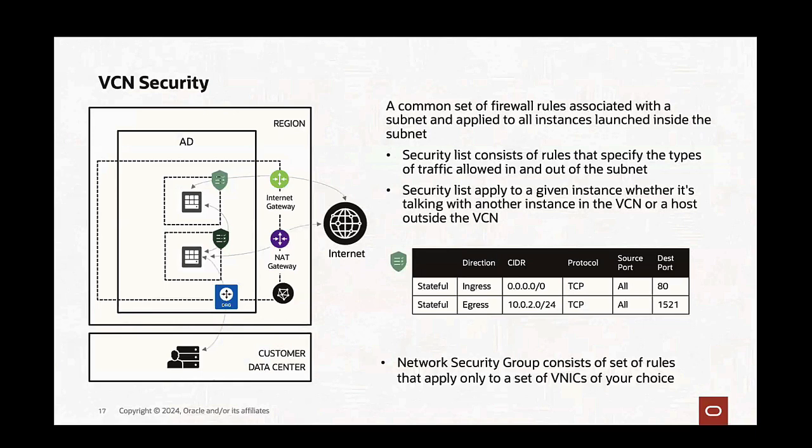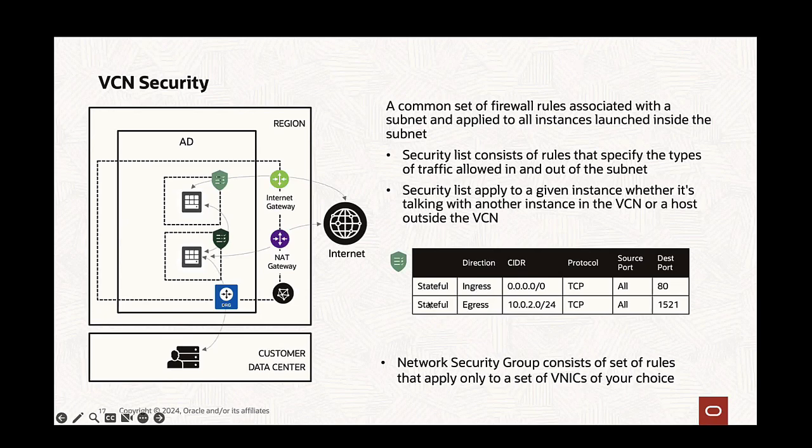All right, so going into VCN security, where I really want to focus right now are security lists. So a security list is going to act as a virtual firewall for an instance that has rules associated with a subnet and applied to all VNICs launched inside that subnet. And a VNIC, or a virtual network interface card, enables an instance to connect to a VCN and also determines how the instance connects with endpoints inside and outside of that VCN. And that security list consists of rules that specify the types of traffic allowed in and out of the subnet. So you can kind of see an example right here for your security rules.